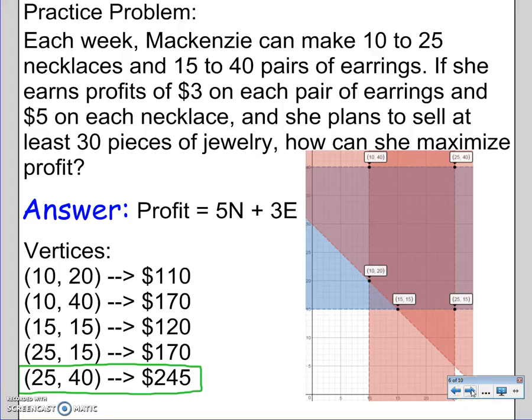All right, here's your practice problem. Try it. I put the graph there for you. You get those points. You just plug those 5 points into the profit equation and see what gives you the highest number.